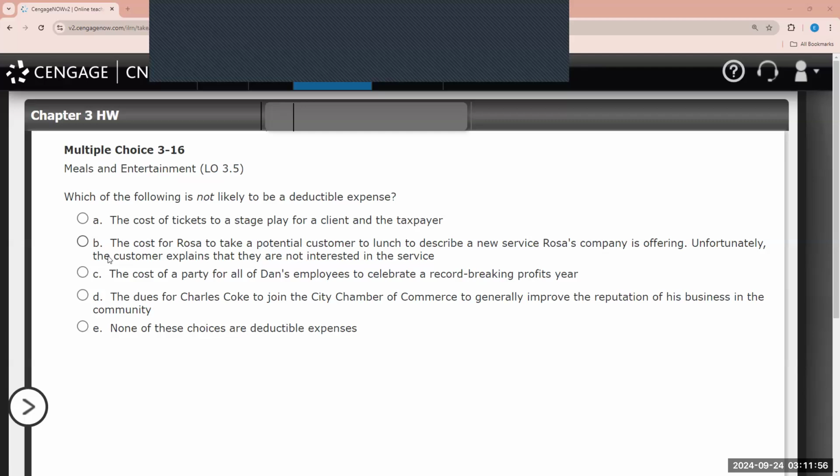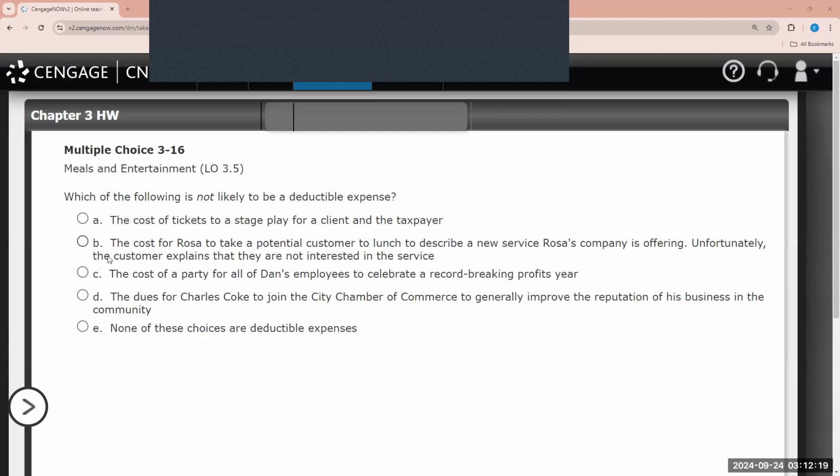Rosa took the client out to eat. It is considered a business expense. The cost of a party for all of Dan's employees to celebrate a record-breaking profits year is considered deductible. The dues for Charles Colt to join the City Chamber of Commerce to generally improve the reputation of his business in the community.